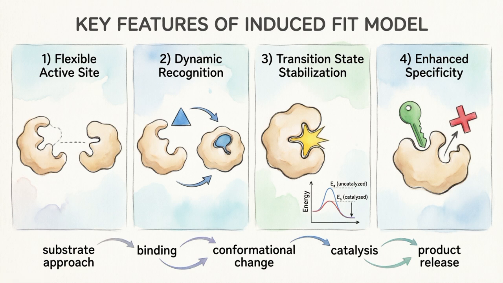Panel 4 is labeled Enhanced Specificity. A green key-shaped molecule fits perfectly into the enzyme. A red cross symbol floats nearby, indicating that incorrect substrates are rejected. At the bottom of the image, a sequence of text connected by curved arrows describes the process flow. Substrate approach, binding, conformational change, catalysis, and product release.